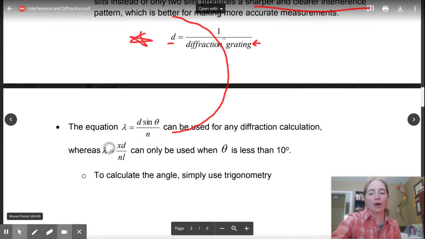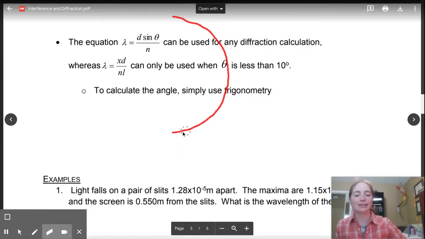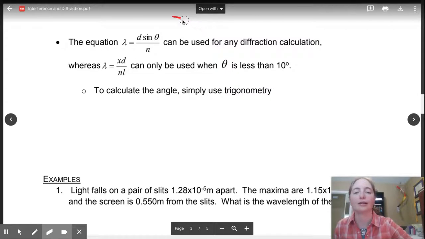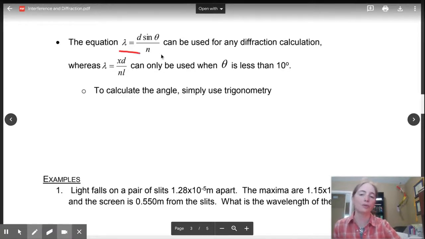Okay, so our possessed red line is still following us. There we go. And so this equation here, as I mentioned, any diffraction calculation, go for it, use it to your heart's content. This one can only be used when theta is less than 10 degrees. So it is going to be helpful in some cases, but not as helpful in others. Just keep that in mind. This one is going to be the most useful of the two.